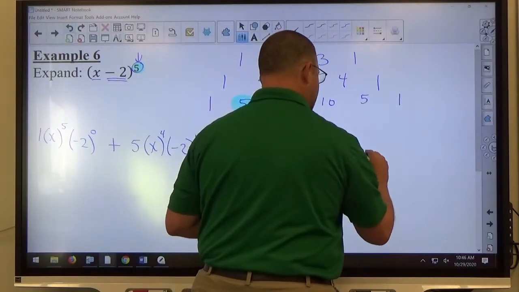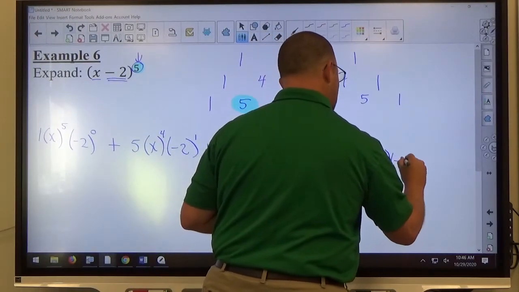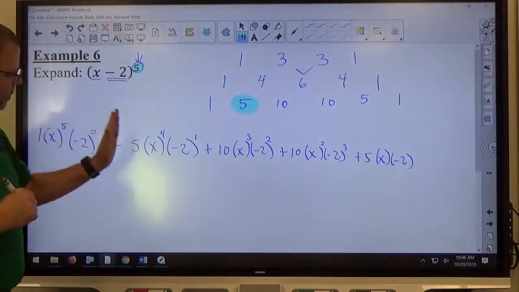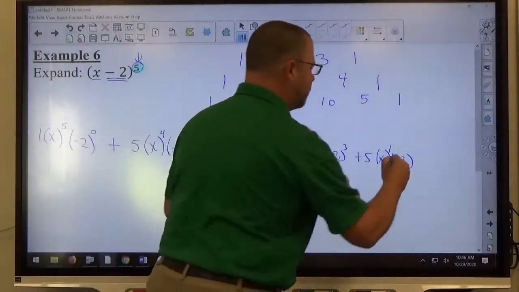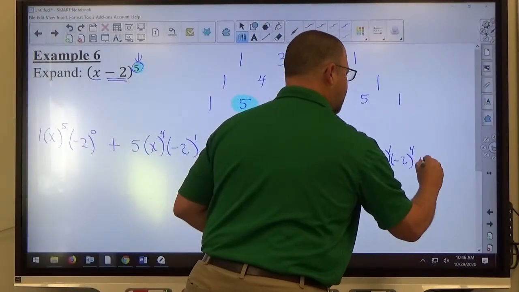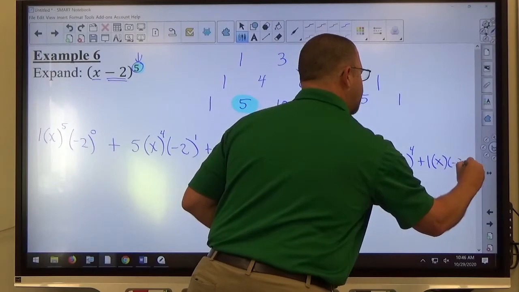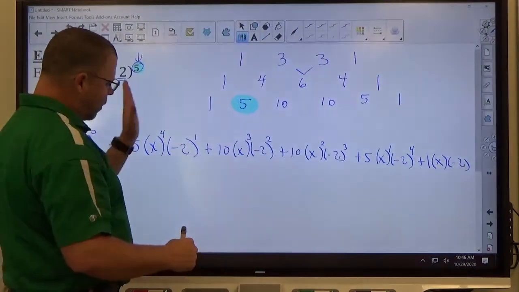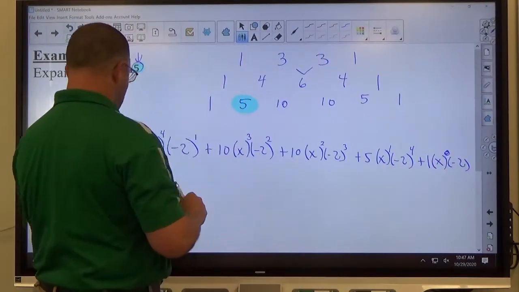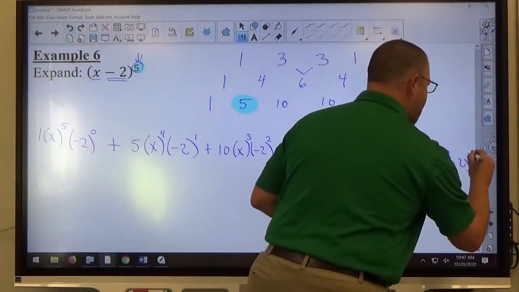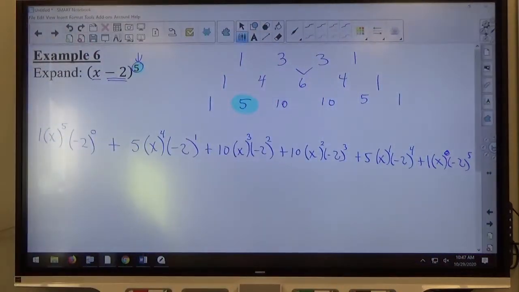Next number is positive 5. X and negative 2 are our pieces. X is 5, then 4, then 3, then 2, then 1. Negative 2 is 0, then 1, then 2, then 3, then 4. And our final number on Pascal is 1. We have x and we have negative 2. X goes 5, 4, 3, 2, 1, 0. And negative 2 goes 0, 1, 2, 3, 4, 5. A lot to write down, but it's a very simple pattern to follow. Most people can handle that pretty quickly in this technique.